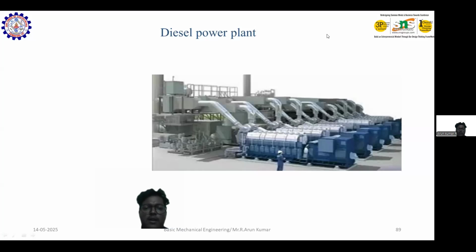Good morning. In this lecture, we see about one of the main important power plants. It is called a diesel power plant.